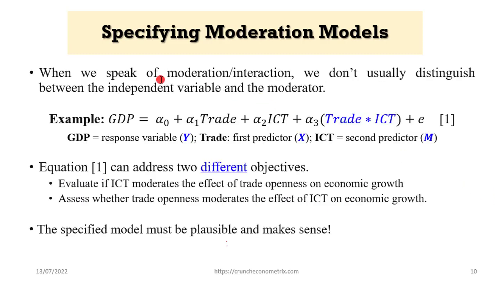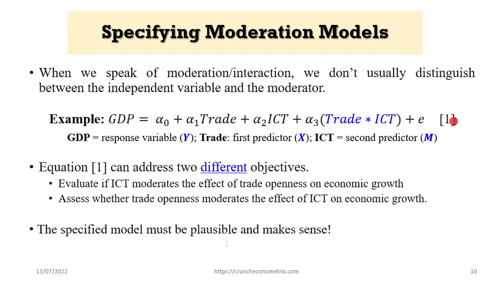Now, when we speak about moderation or interaction, we don't usually distinguish between the independent variable and the moderator. On the screen is an example of a moderation equation, Equation 1. Here I have GDP as a function of trade and ICT, and I have a multiplicative interaction term. So in this specification, GDP is a response variable, trade is my first predictor, and ICT is the second predictor.